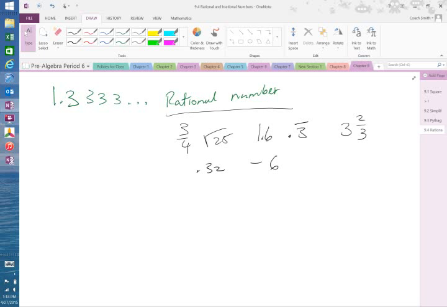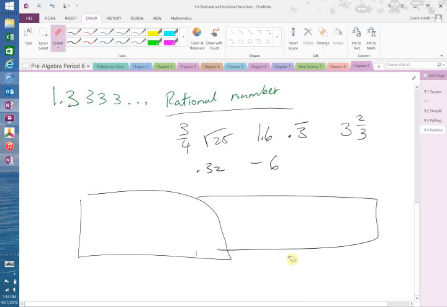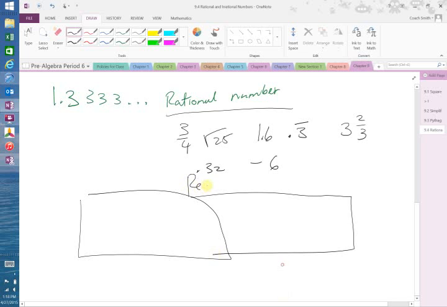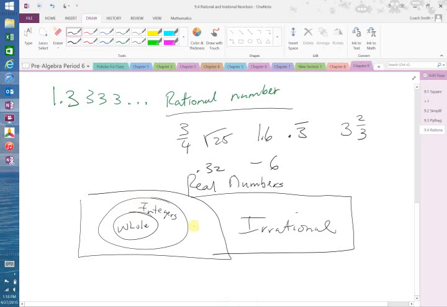Now, those two, rational numbers and irrational numbers, make up the set of real numbers. You have irrational. Then over here we have whole numbers. We have integers. And then we have rational numbers. And that's what makes up the set of real numbers, rational and irrational numbers.